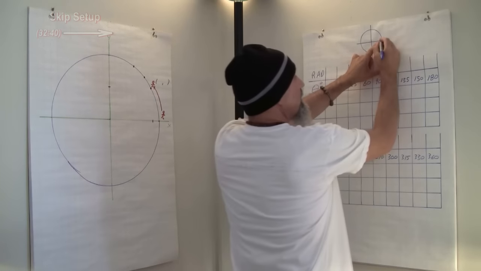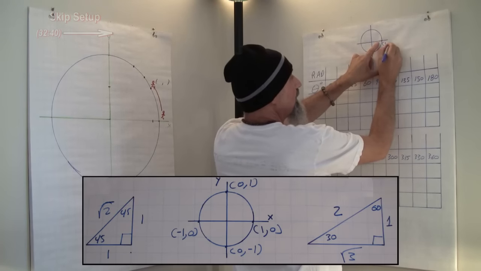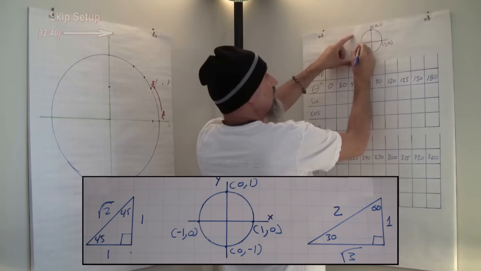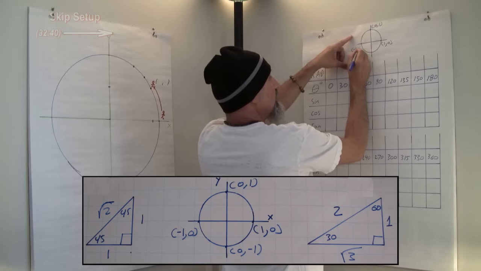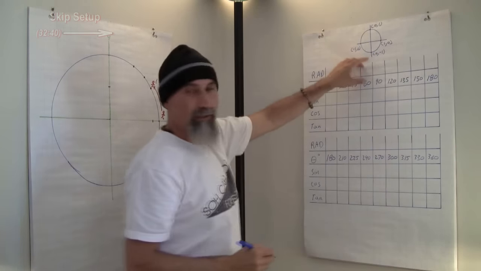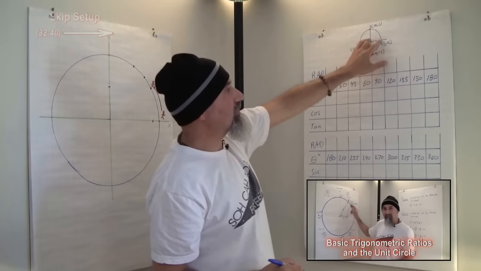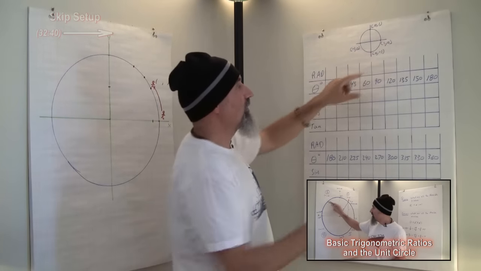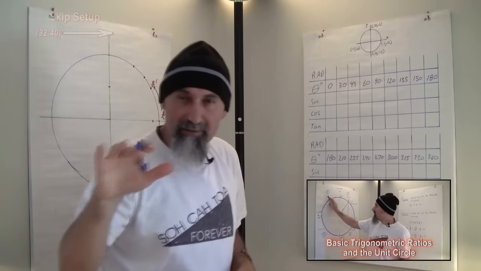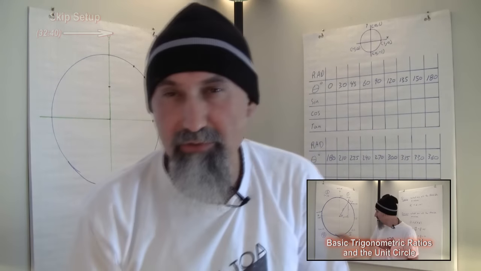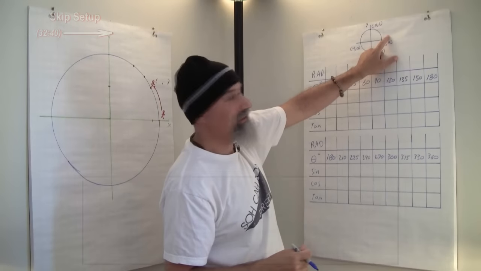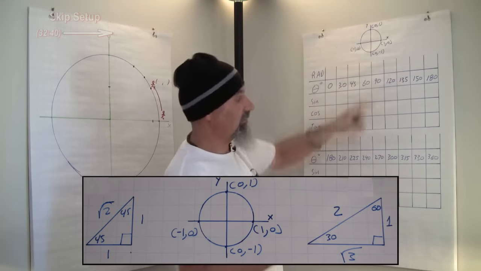And this point here is going to be 1 and 0. This point here is going to be 0 and 1. This point here is going to be negative 1 and 0. This point here is going to be 0 and negative 1. As we've talked about before, if this is a unit circle, the radius is 1, and those are the coordinates for your x and y axes. Your x-axis happens to be cos theta, and your y-axis happens to be sine theta. If you need a reminder, you can put that down: this is cos theta, and that's sine theta.